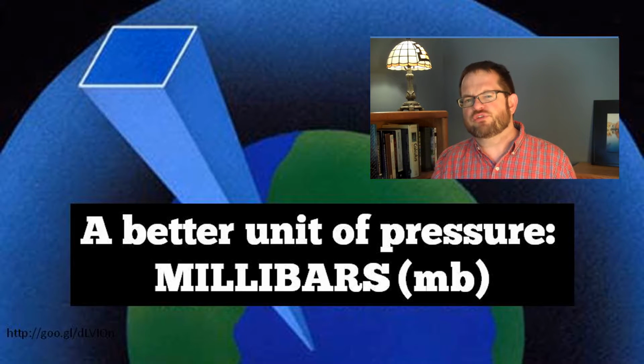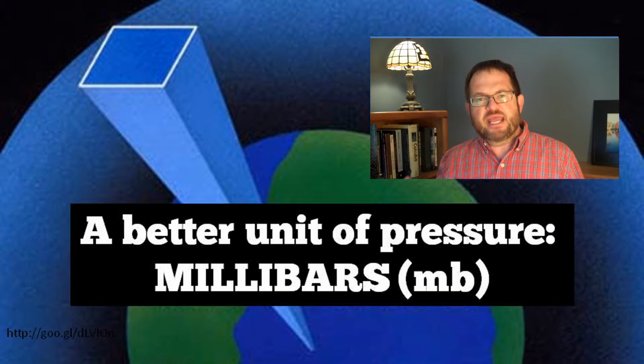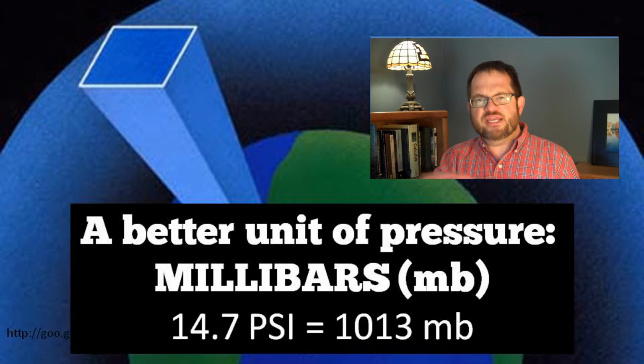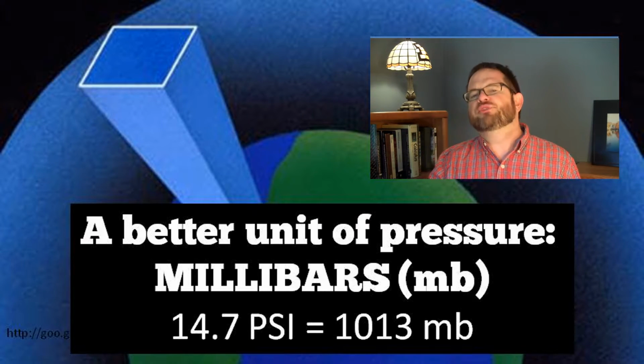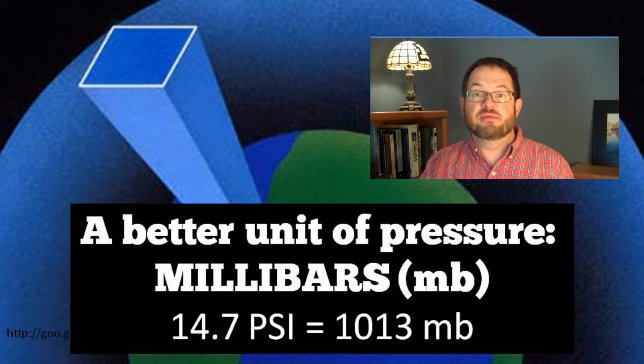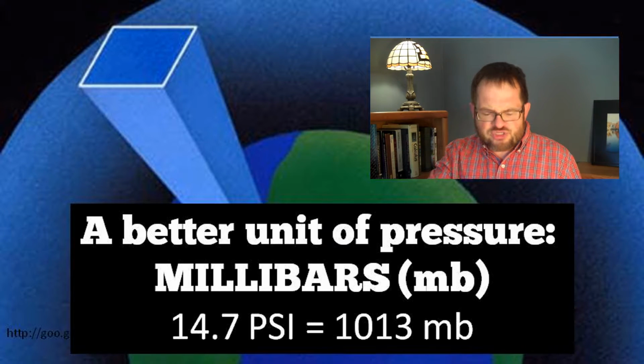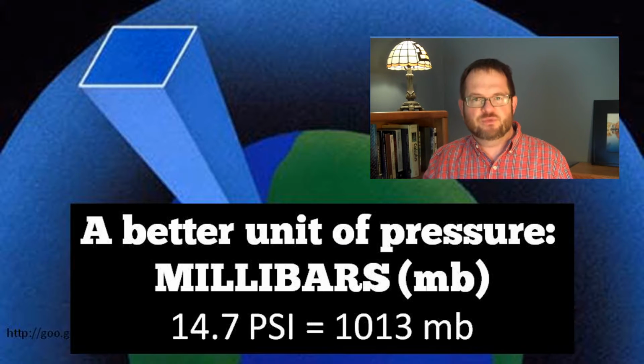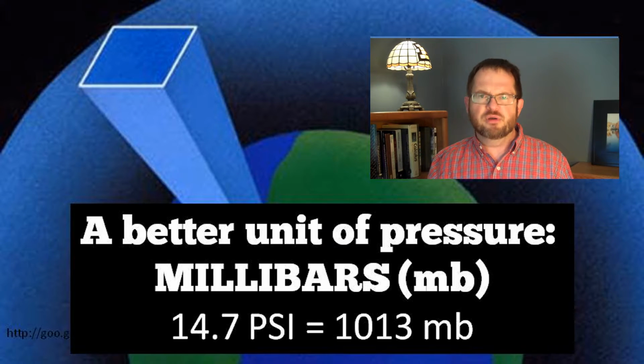A better unit for pressure for purposes of meteorology is the millibar, which is abbreviated MB. And millibars are related to pounds per square inch in the way that is shown here. You'll have the same thing in your lecture, I'm sure, where 14.7 pounds per square inch is 1,013 millibars, or right around 1,000. Pressure at the surface of the Earth tends to be right around 1,000 millibars for a good round number. When you hear somebody talking about, like, 1 atmosphere of pressure, they're talking about 1,000 millibars.